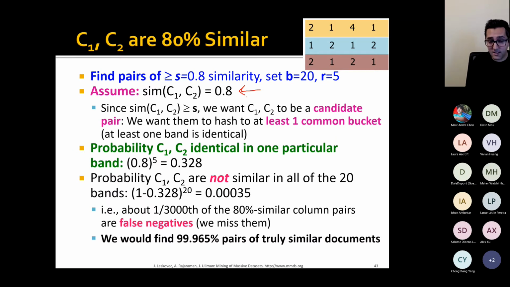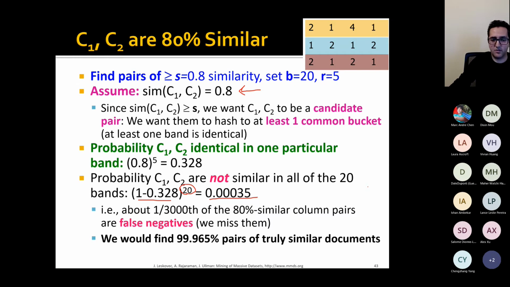Probability that they are not similar in any of the bands, okay? That would be 1 minus that number, right? We have like 70% chance that they are different, right? Raise that to the power of 20, that would be the probability that they are different in all 20 bands. It will be a small number. That's the probability that I don't select them as candidate pairs, right? Because I calculated the probability that they are not hashed to the same bucket in any of the rows.